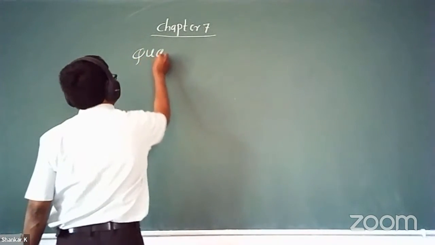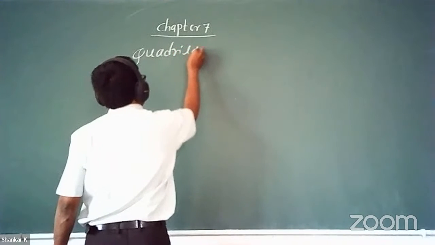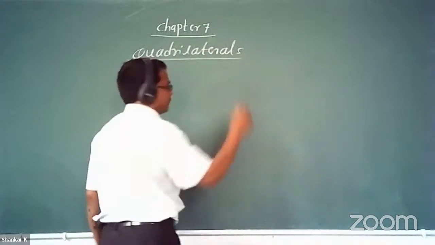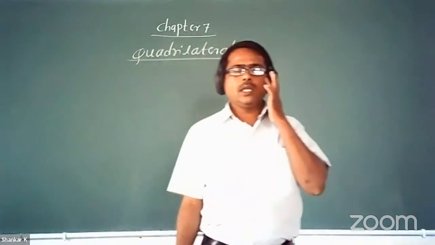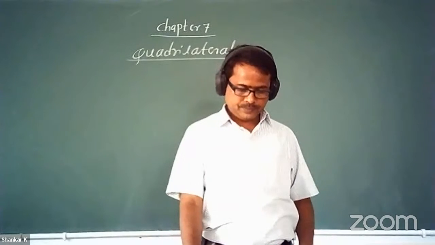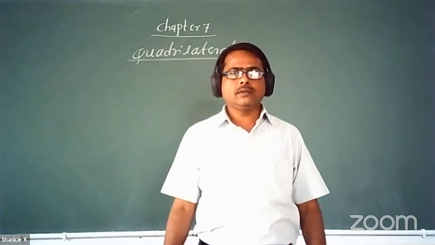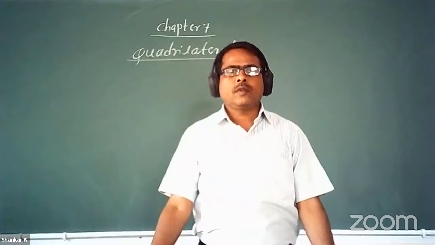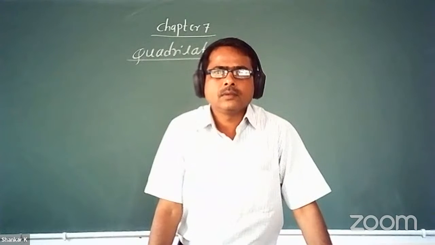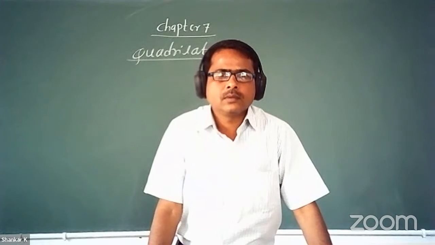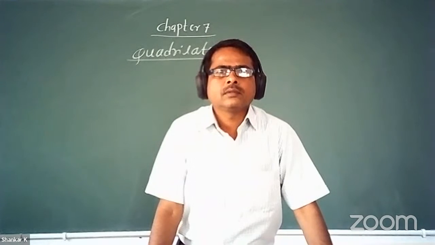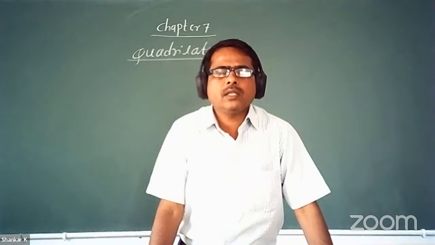Quadrilateral. Can anyone tell me what is quadrilateral? Quadrilateral is a four-sided closed figure. It is just a four-sided closed figure. A four-sided closed figure is called a quadrilateral.